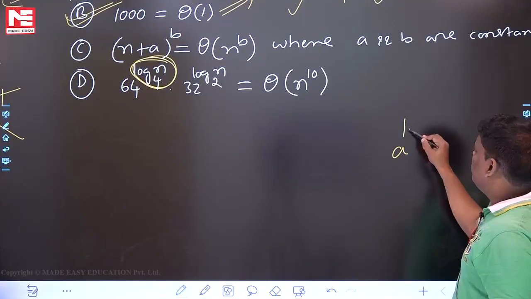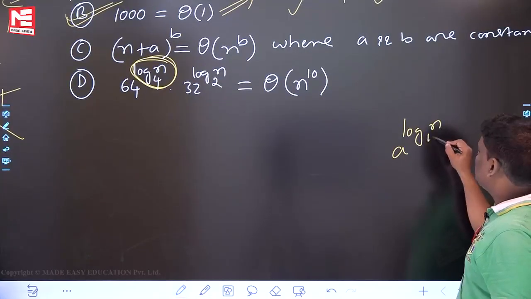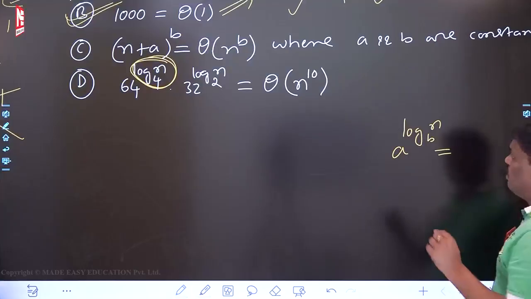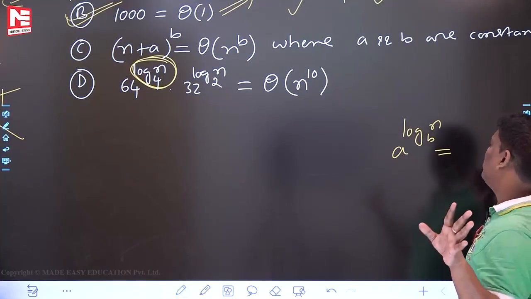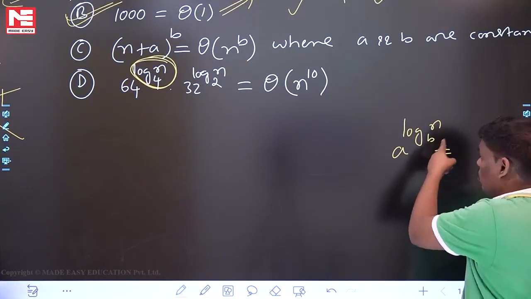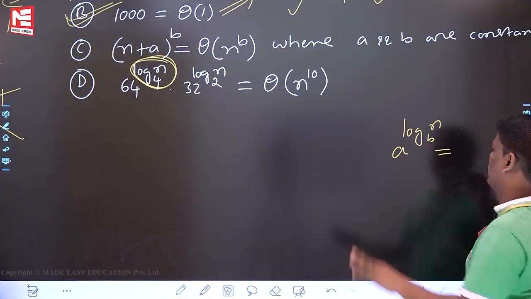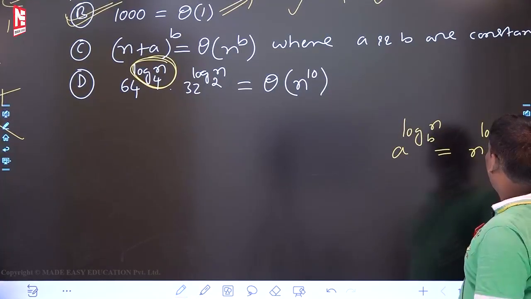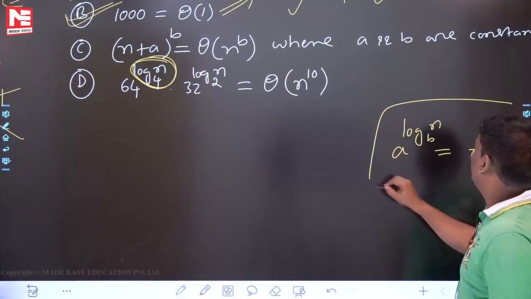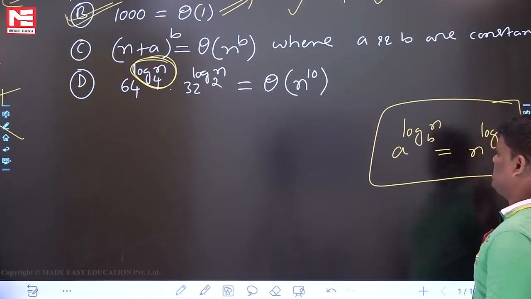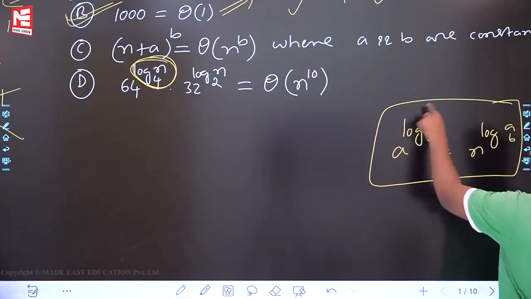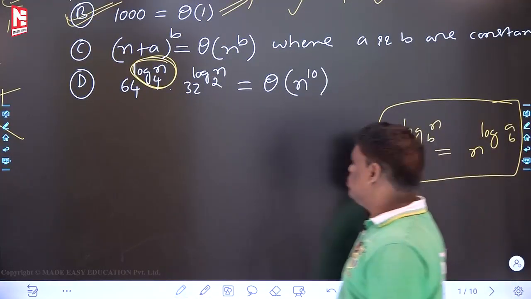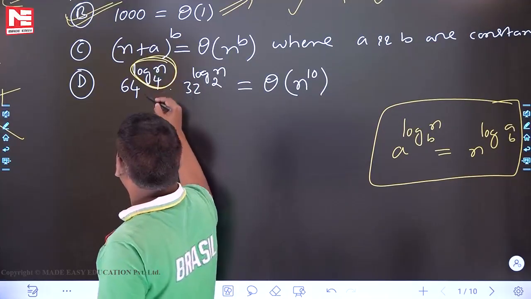A power log n base b is equal to, there is one formula in logarithms. See this formula, remember this one. You know many logarithmic formulas, right? I am saying one more new formula, or if you know it already, it's okay. A power log n base b is equal to n power log a base b. Please be careful. If there is a log in the power, you can utilize it. Some people are asking, sir, how to use it? If there is a log in the power, you can use this formula.